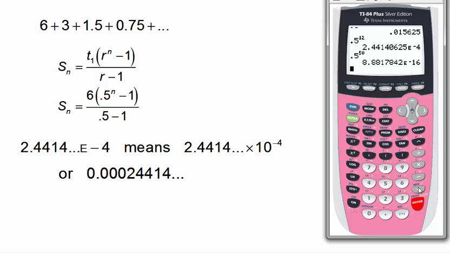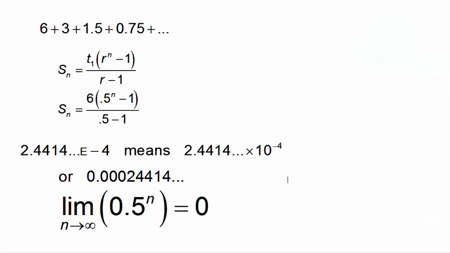Let's try one more here. Let's try 0.5 to the power of 325. 1.46 times 10 to the negative 98. Put 97 zeros after the decimal place before any of those digits show up. The limit of 0.5 to the power of n, as n is approaching infinity, is equal to 0.